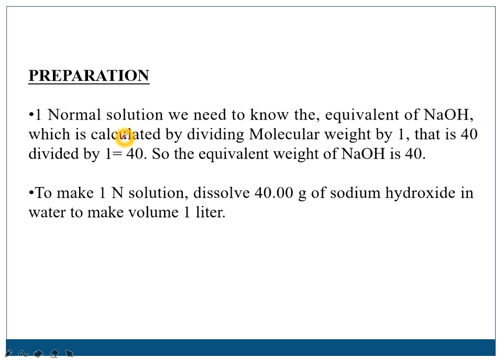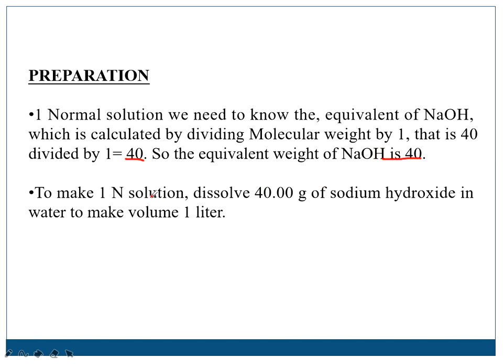Next is the preparation of the sodium hydroxide solution. For the preparation of one normal solution, we have to know the equivalent weight of sodium hydroxide, which can be calculated by dividing the molecular weight by 1. Hence, the equivalent weight is equal to the molecular weight divided by 1, which is 40 divided by 1, and this will be equal to 40. So, we get the equivalent weight of sodium hydroxide as 40.